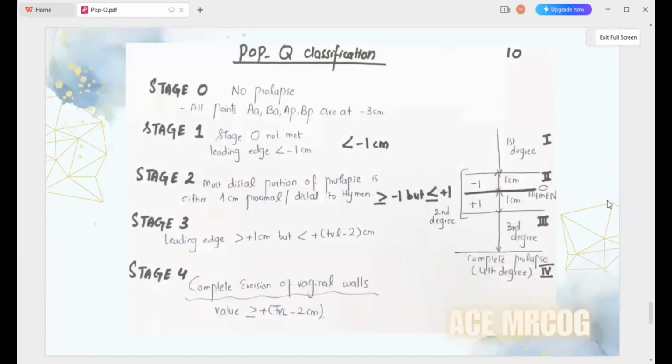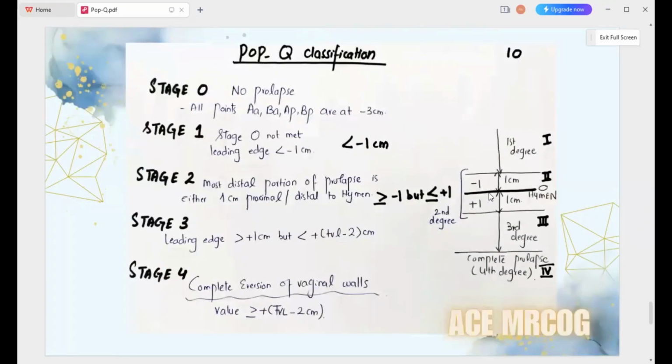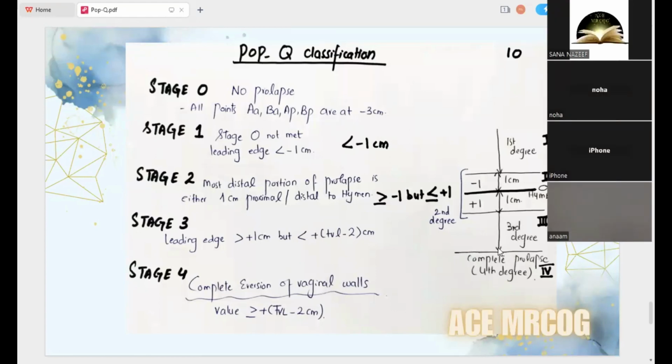Okay, so if it is -1, +1, 0, they come in second degree. If it is -2 or -3, they fall in first degree. And if it comes out to be +2, +3, +4, +5, it is a third degree. And if it comes out to be +8 or +10, then it is a fourth degree prolapse, or a complete prolapse. Okay, so is anyone having any questions?